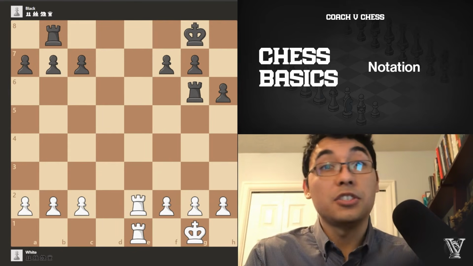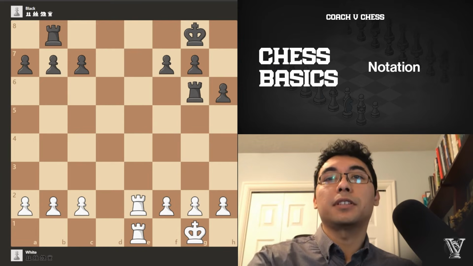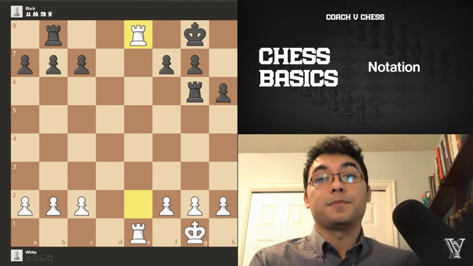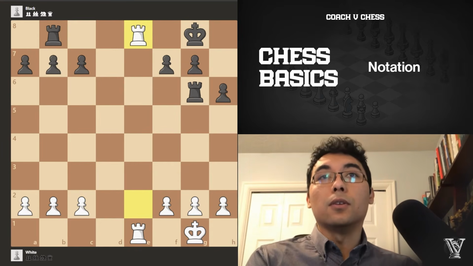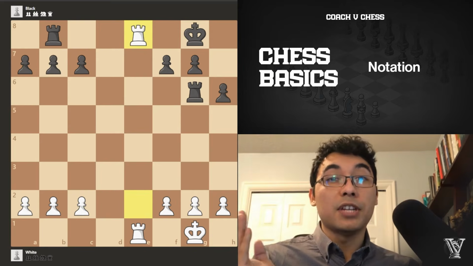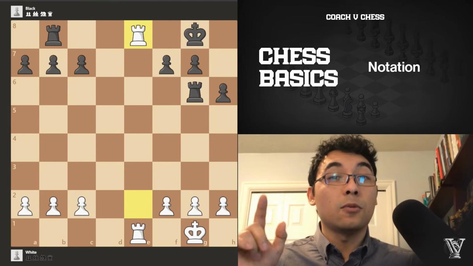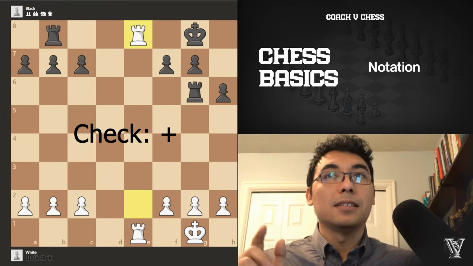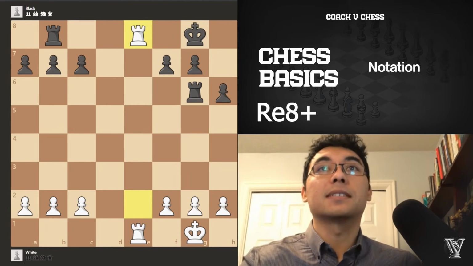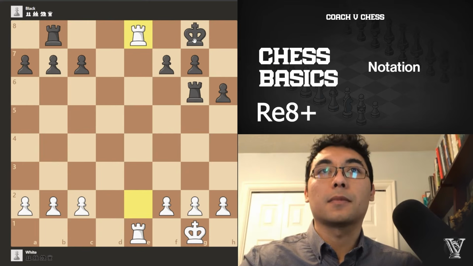In this case, it will be a check, all right? So in this position here, white goes with the rook to E8, all right? So we would write it as like R, E8, and check, it's displayed with a plus sign, okay? So it'll be like R, E8 plus, because it's giving a check to the king, all right?